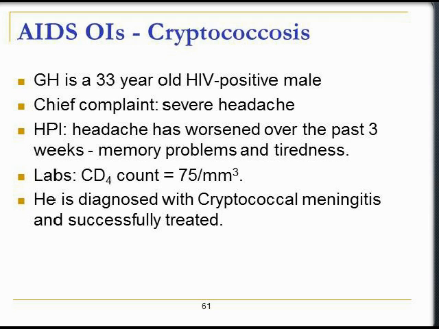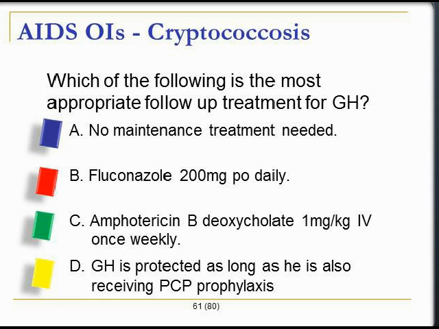So if you look at the graph, this does put him at risk of cryptococcosis, and he is diagnosed with cryptococcal meningitis and successfully treated. We'll talk about what those treatment regimens are. So he's been treated, and again, with any opportunistic infection, once you've had the infection, you need secondary prophylaxis. So which of the following is the most appropriate follow-up or secondary prophylaxis for GH? No maintenance treatment, fluconazole 200 a day, amphotericin IV once weekly, or as long as he takes his PCP prophylaxis, GH will be protected for cryptococcosis.